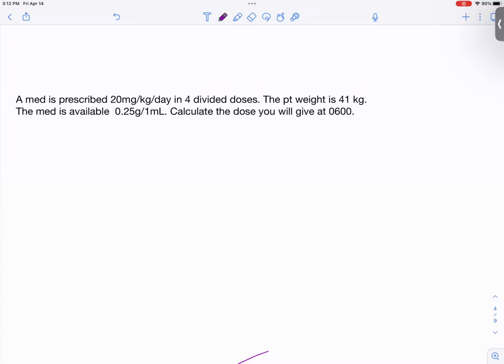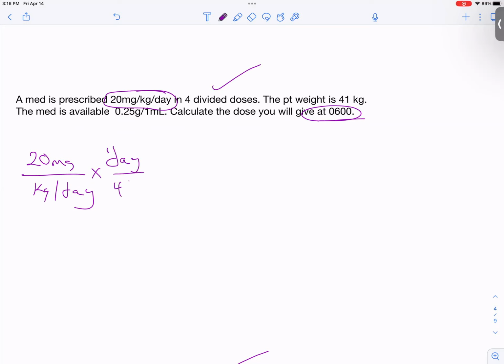So right away, you see the difference. Let's do it. All right. So it's a 3-factor, 20 milligrams per kilogram per day. Beautiful. What are you going to give at 6? So I need to use my divided doses. So I'm starting there. There are how many doses in a day? Every day, 4 doses. Get rid of day.